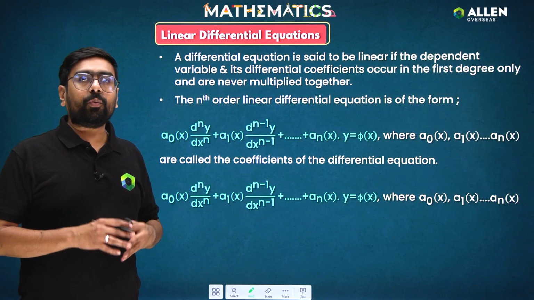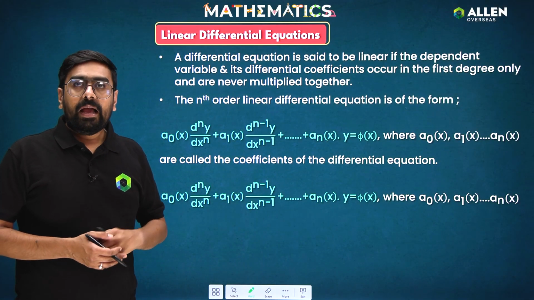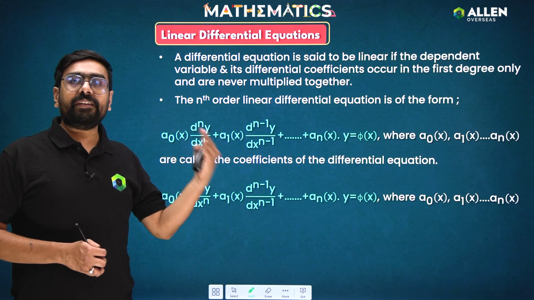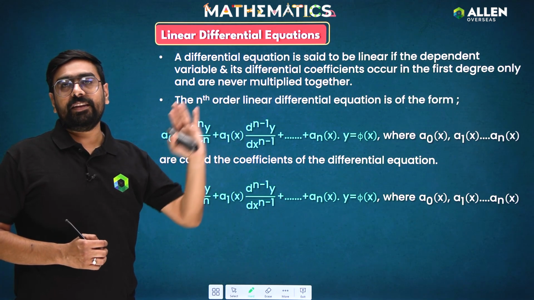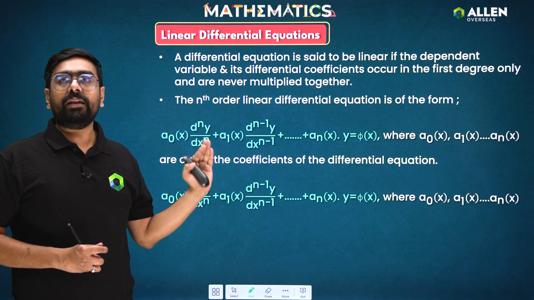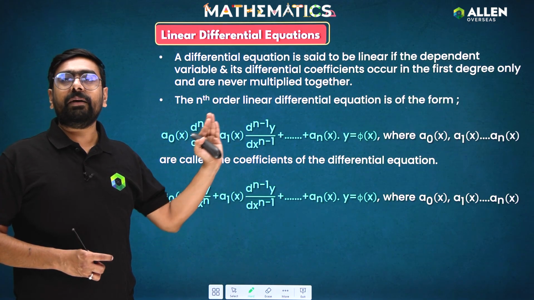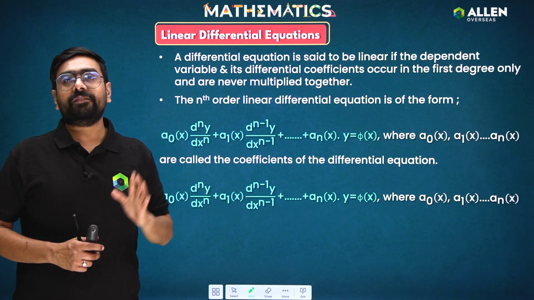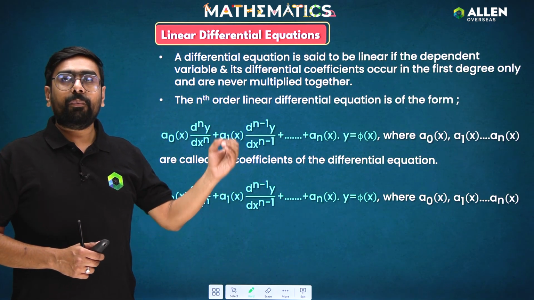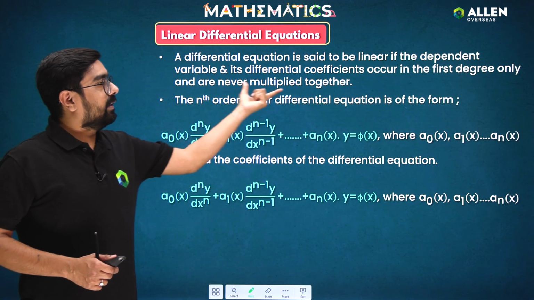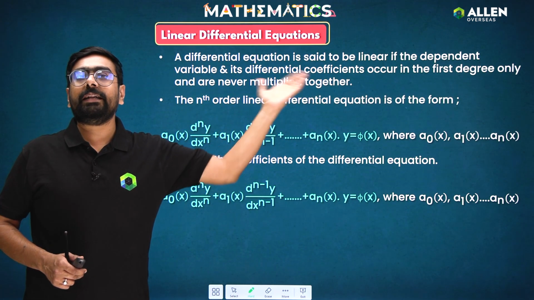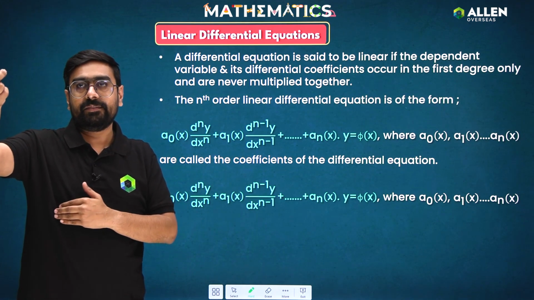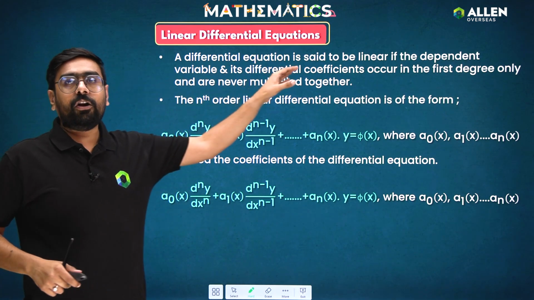Now we can understand what a linear differential equation is. A differential equation is said to be linear if the dependent variable and its differential coefficients occur in first degree only. That means the degree is 1 for the dependent variable and the differential coefficients. And when will it happen? When the differential coefficients are not multiplied together; only then will the degree increase, right? So they are not multiplied together.